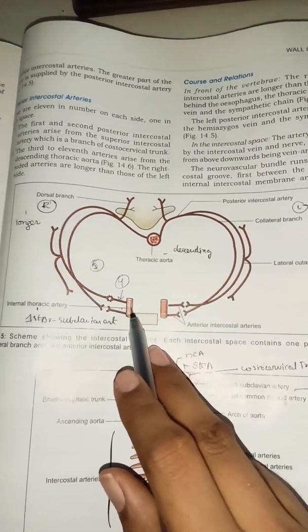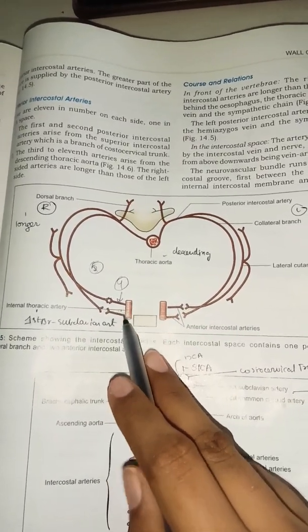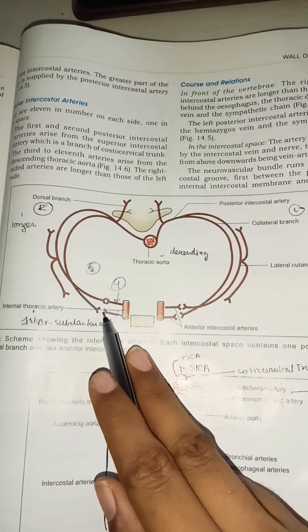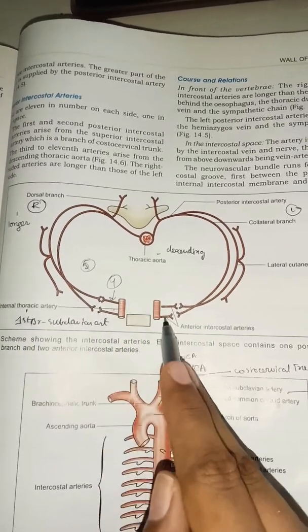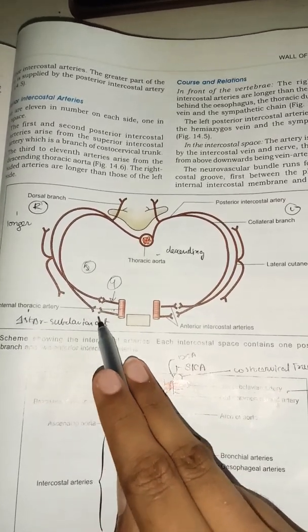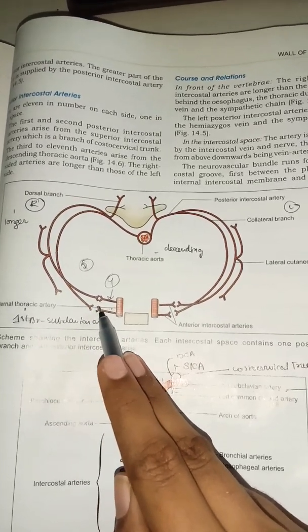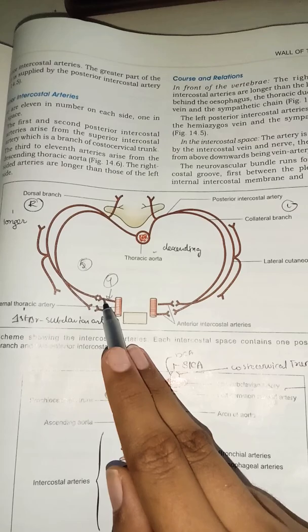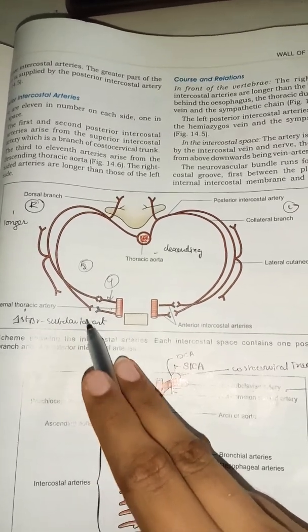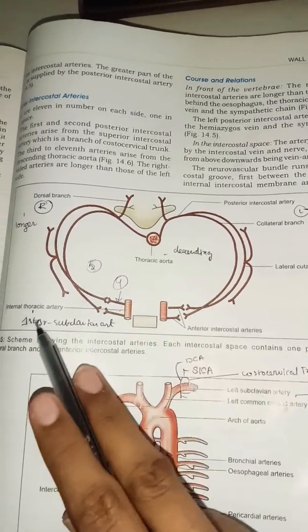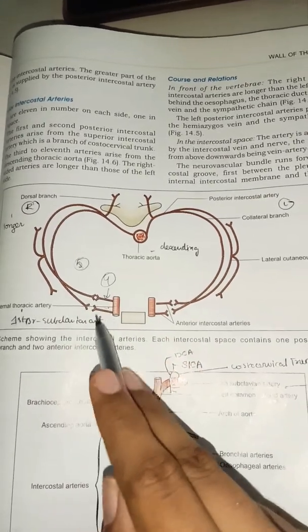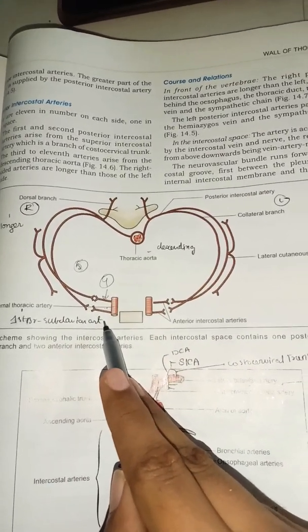So actually this is the internal thoracic artery. From the internal thoracic artery, these anterior intercostal arteries come. On the anterior side, this is the sternum. So especially at the costochondral junction, where the costal cartilage articulates with the rib, at that junction you can find this anastomosis of the posterior intercostal artery with the anterior intercostal artery.